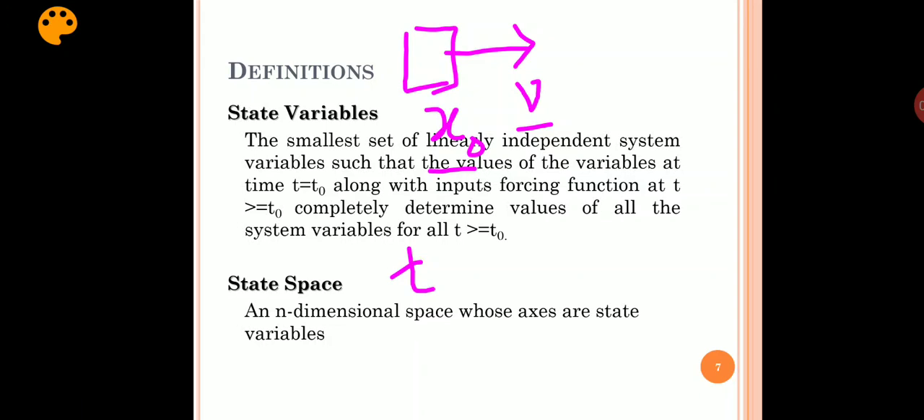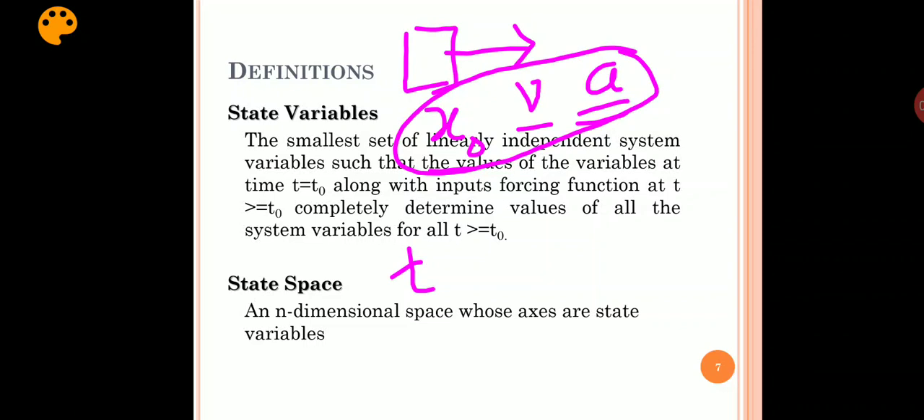Now assume that it is not moving with a uniform speed. What happens? It is varying. So then I also need to know the acceleration to determine its position at any given point of time. So in this case I need to know x naught, which is the initial position, velocity and acceleration, to find the position of the object at any given point of time. So these three parameters will act as my state variables.